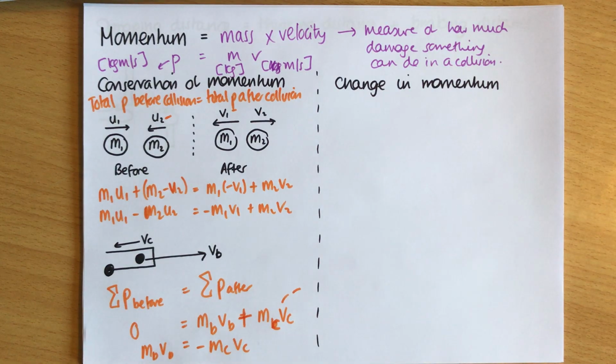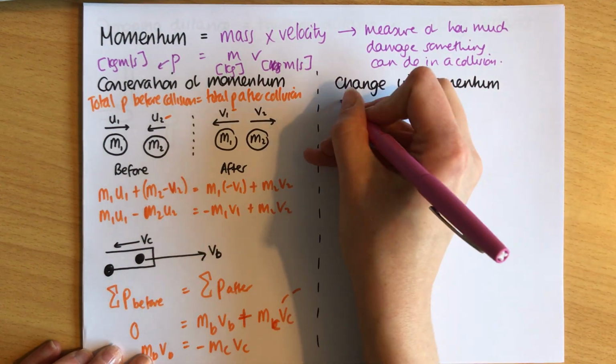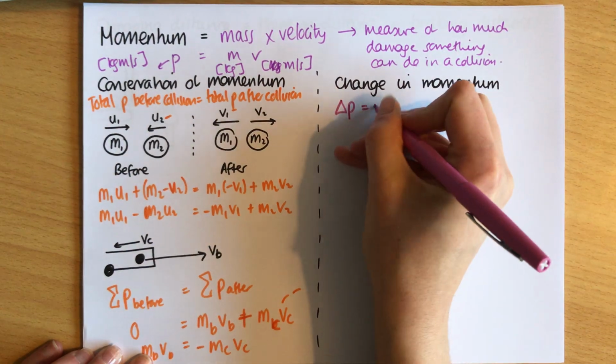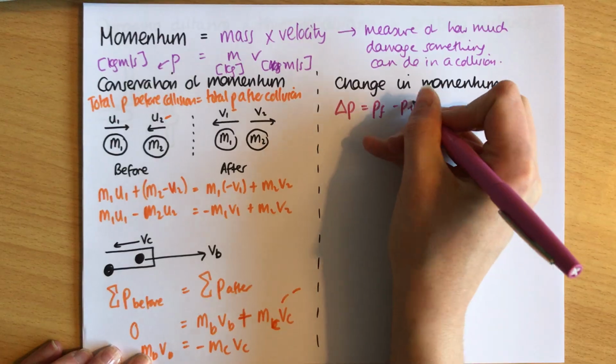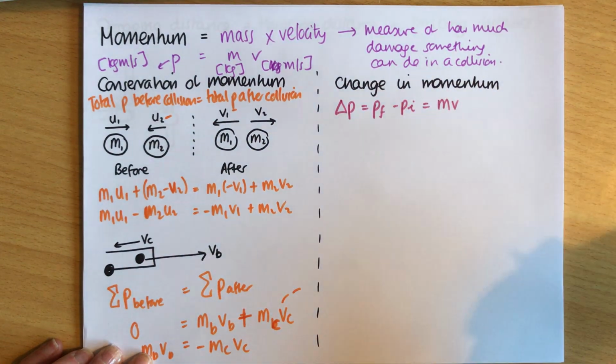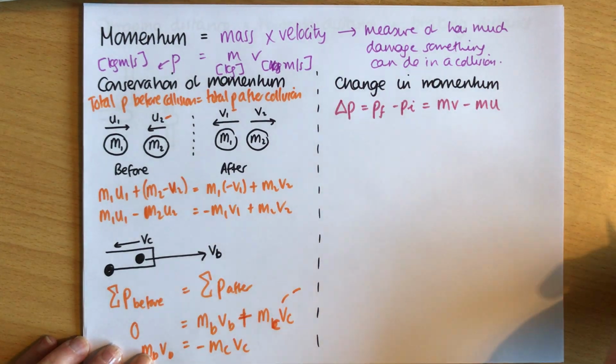It's quite hard to do it theoretically, so apologies for the quite garbled explanation. The other thing we need to know about is the change in momentum. Now the change in momentum, and we can write that as delta P, equals the final momentum minus the initial momentum. And we can write that as mv, where v is the final speed, minus mu, where u is the initial speed.